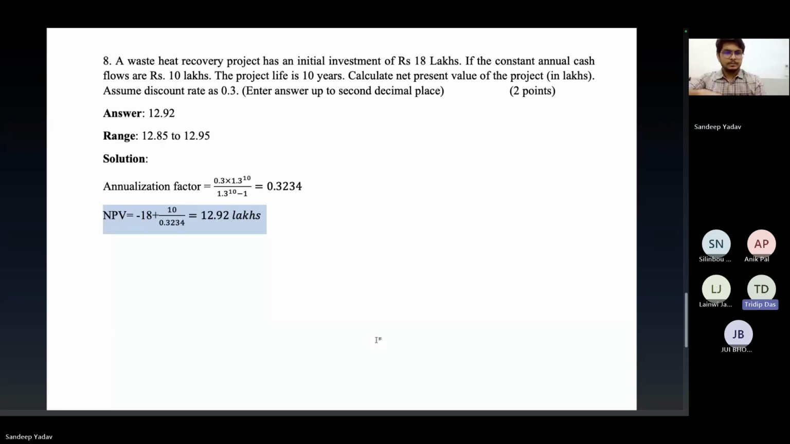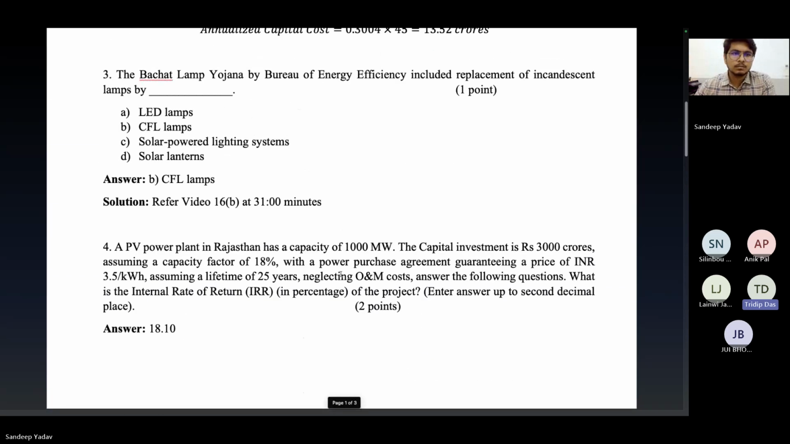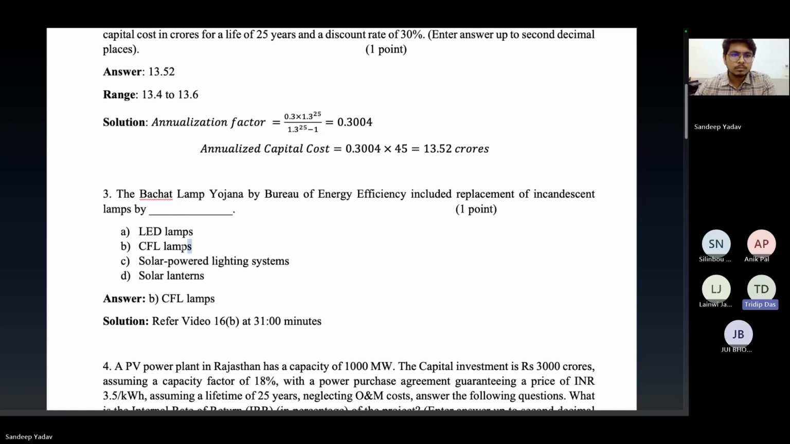Sir, hello sir. In that question, the correct answer is CFL, but presently it depends on the replacement of LED, na sir? Yes. Presently it's LED, but the Yojana started with the CFL lamps initially. That's why it is CFL. Oh, okay, okay.